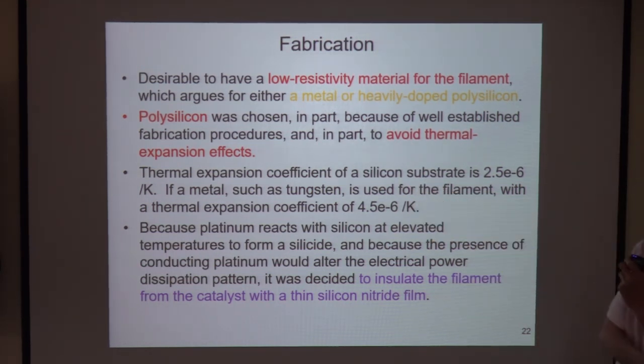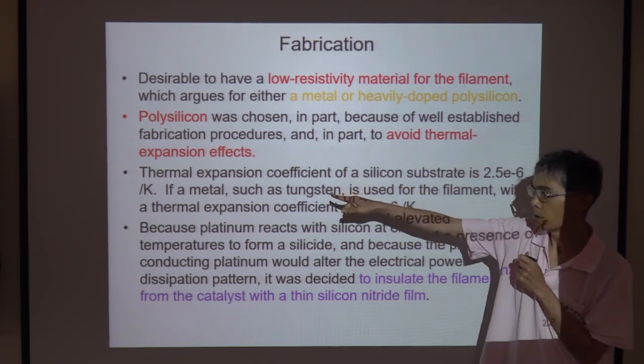Thermal expansion coefficient of a silicon substrate is 2.5 times 10 to the minus 6 per K. If a metal such as tungsten is used for the filament, with a thermal expansion coefficient of 4.5 times 10 to the minus 6 per K.